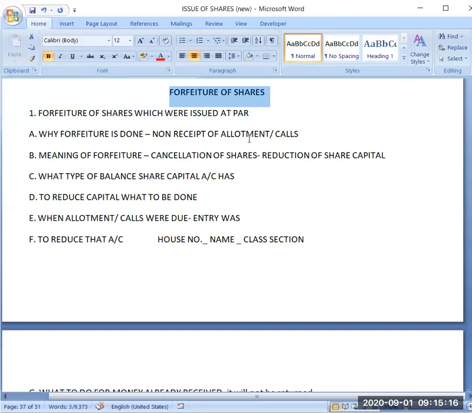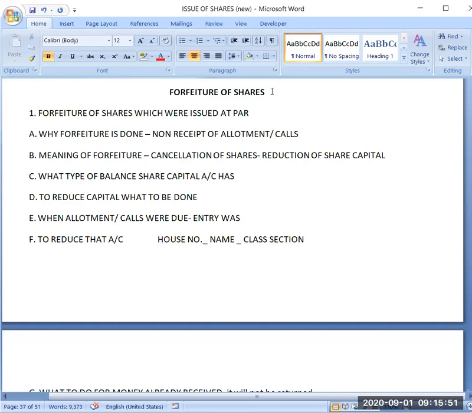So the point is that sometimes what happens, you have issued shares to, suppose, 50 shareholders, 50 investors, and you are collecting money in different installments: on application, on allotment, first call and final call. Now sometimes some investors are short of money. At the point you are demanding the money or the installment for the shares, at that time they don't have money, so they are not able to pay the money on time.